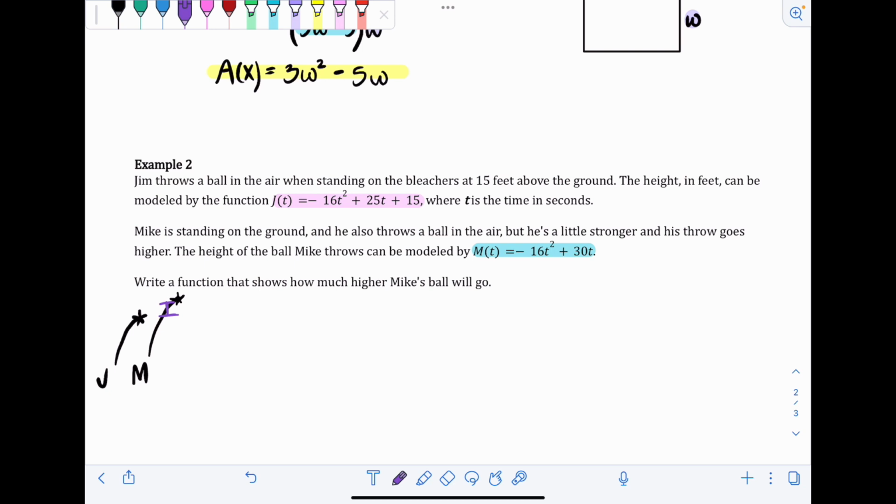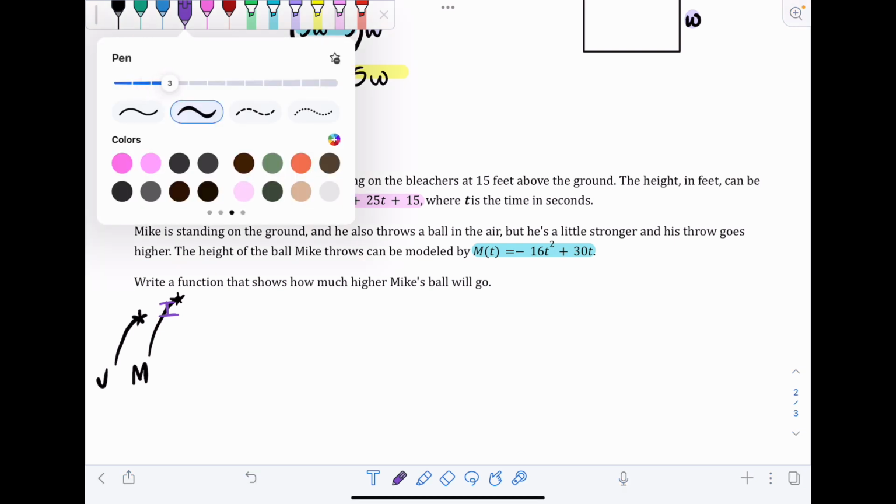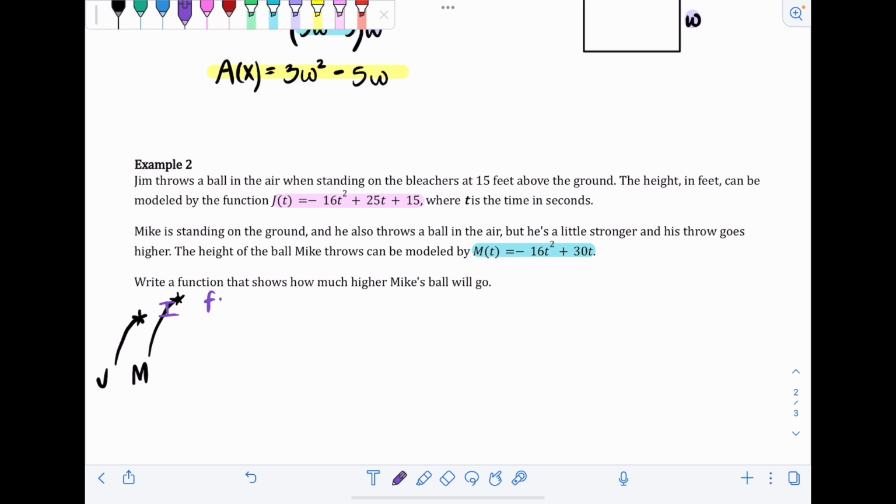So it doesn't specifically say the word difference in this problem, but you will see that a lot in the future. So I'm going to add a note here that we want to find the difference between the two throws, and difference means subtraction. That's an important word to know, especially when we're doing word problems. So find the difference between the throws, and then add a note that difference means subtraction.